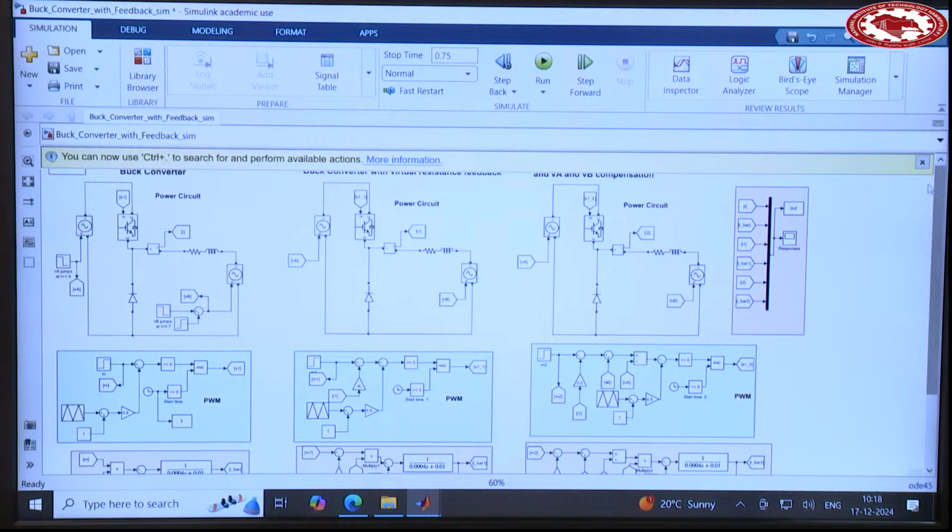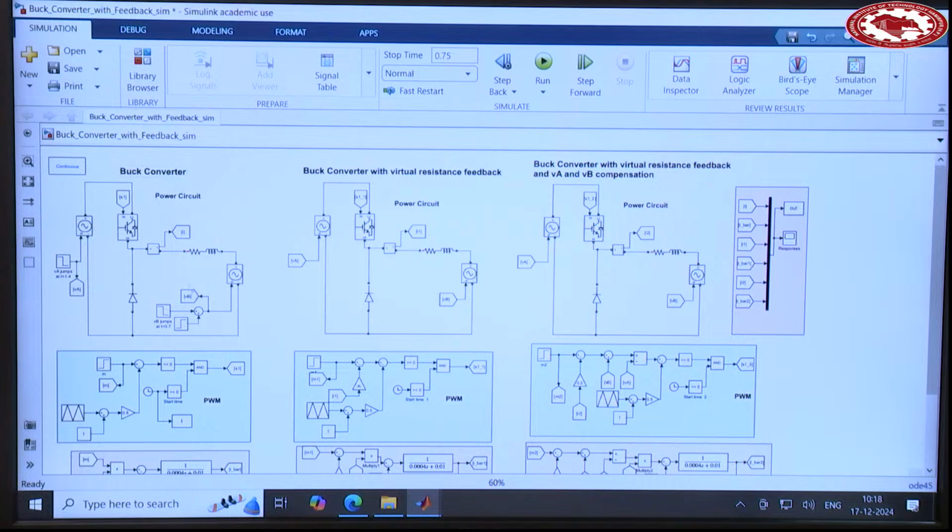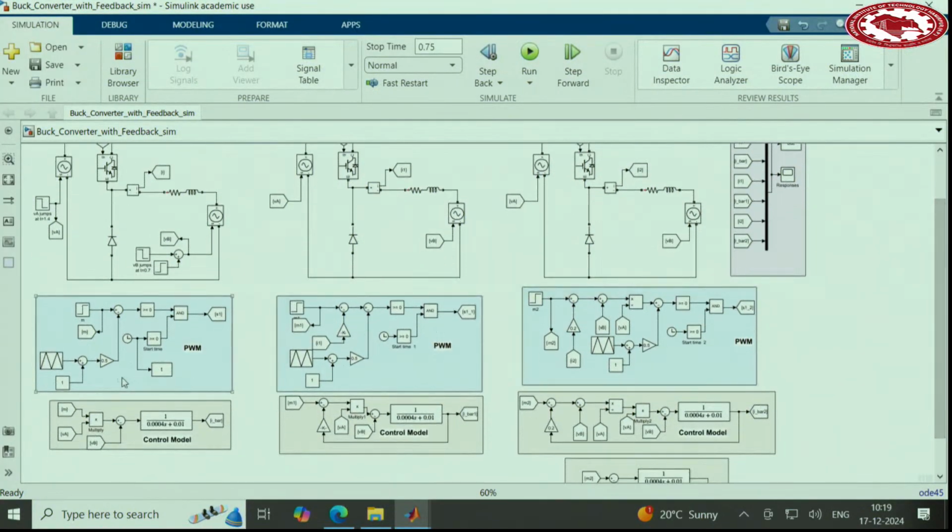I tried to add a couple of annotations to the circuit so you know what is happening. This is a buck converter here. This is a buck converter with virtual resistance feedback. This is a buck converter with virtual resistance feedback and VA and VB compensation. Exactly. So you put two sensors for VA and VB. So you have three circuits, and each one has a PWM.